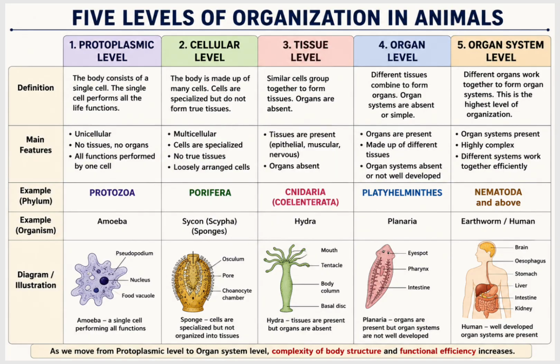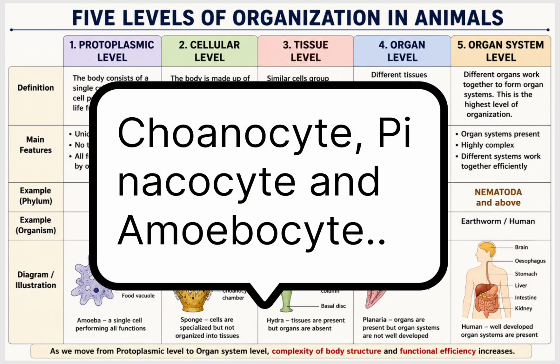Then the second level of organization is the cellular level. At this stage, animals are multicellular but do not form true tissues. Instead, the cells are loosely arranged and work independently. The best example is phylum Porifera. So sponges contain different types of cells like choanocytes, pinacocytes and amoebocytes, and each cell performs a specific function. For example, choanocytes create water currents and capture the food, and amoebocytes transport nutrients.